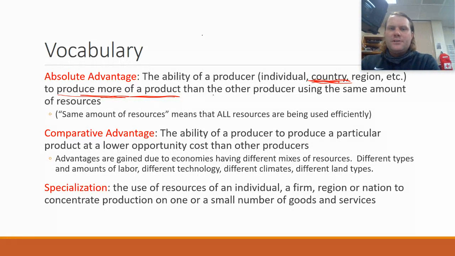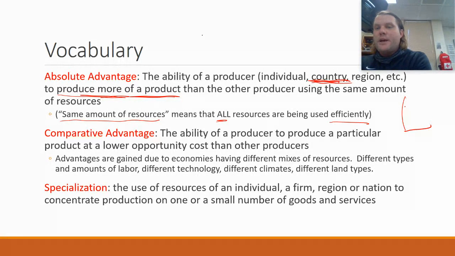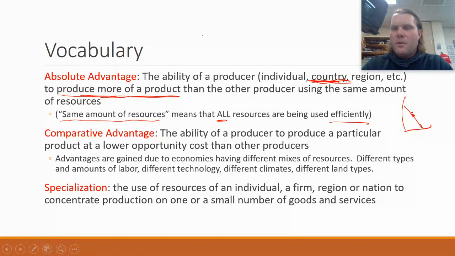The book definition says this, okay, but we need to know that the same amount of resources means all resources are used efficiently. Which, remember, means if we have a production possibilities curve, we are somewhere on the line. We're always going to assume that we're going to produce at a maximum amount. We need to do that to keep things simple, and to be able to eliminate assumptions.